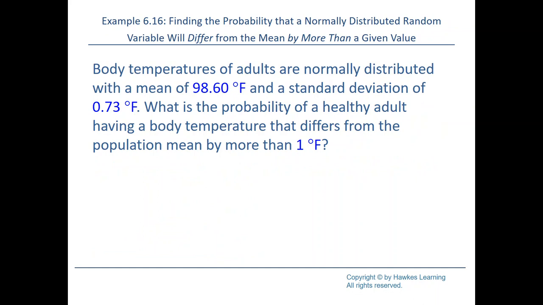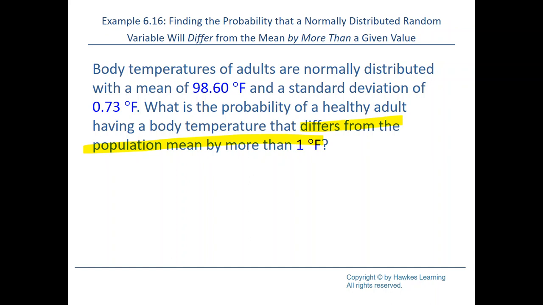Body temperatures are again normally distributed. 98.6 degrees Fahrenheit is my mean. My standard deviation is 0.73. What is the probability that a healthy adult has a body temperature that differs from the population mean by more than 1 degree Fahrenheit? Now I switched up my words a little bit. I use the words differs from the population mean by more than 1 degree Fahrenheit.